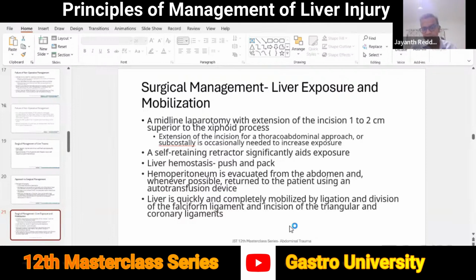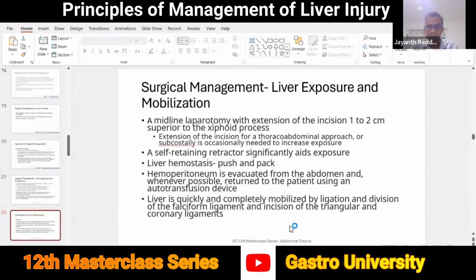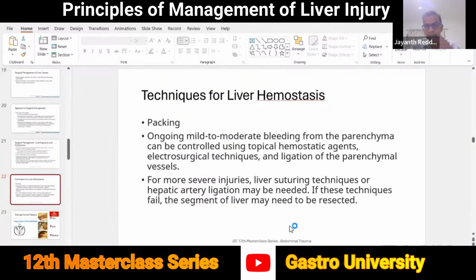Once the hemoperitoneum is evacuated, in situations where it's available, we can consider autotransfusion, but it's important to make sure that there are no associated injuries like a hollow viscus perforation in these patients before considering this. So for techniques for liver hemostasis, packing is the most important, and associated things like topical hemostatic agents can be used.